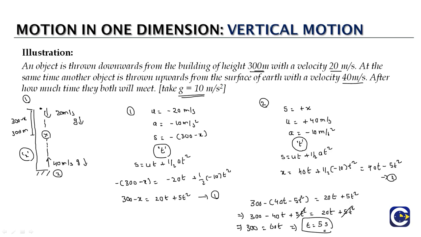So these are the kind of questions we can have in the meeting condition. So meeting condition, basically we are trying to relate the displacement of both the objects, because the position of the meeting position basically will be relating to the height of the building or the place from where we'll throw the second object. So this is what we have in the vertical straight line motion.